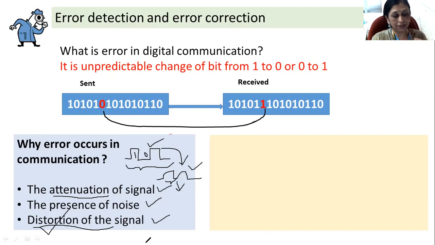And therefore, students, as we have pointed out, there are basically three reasons for the errors to occur in digital communication. The first reason is attenuation of the signal, that is reduction in the strength of the signal while traveling over a long distance. The second is presence of noise in the signal. It may be added internally, it may be added through the communication channel or media. And the third reason is distortion of the signal. So all these three parameters are responsible for error to occur in digital type of communication.